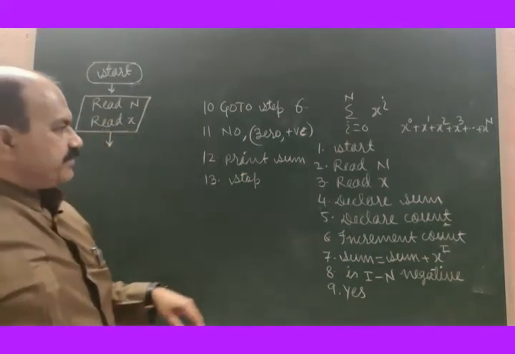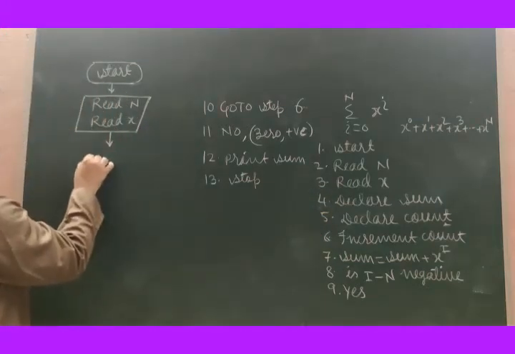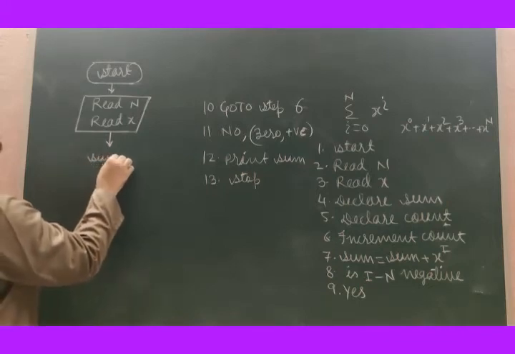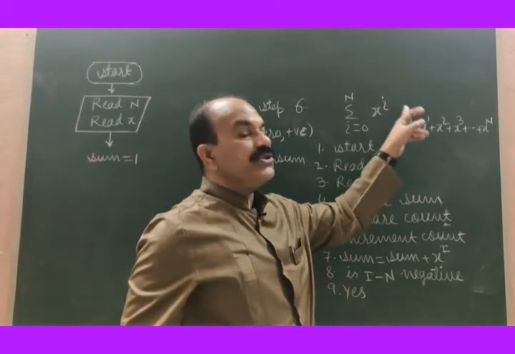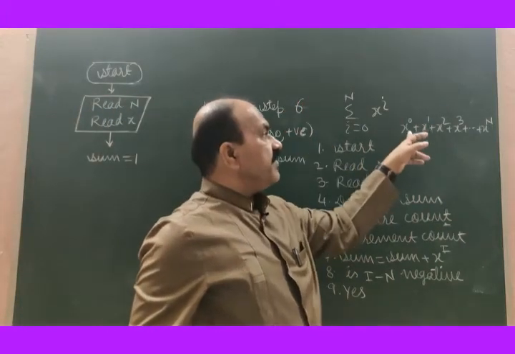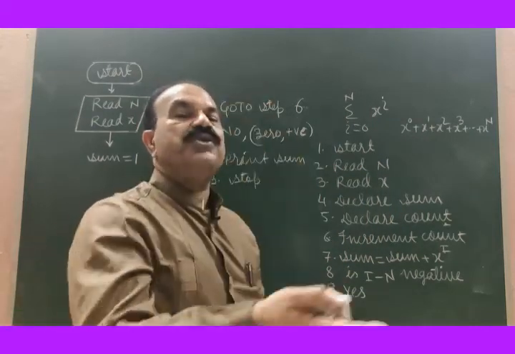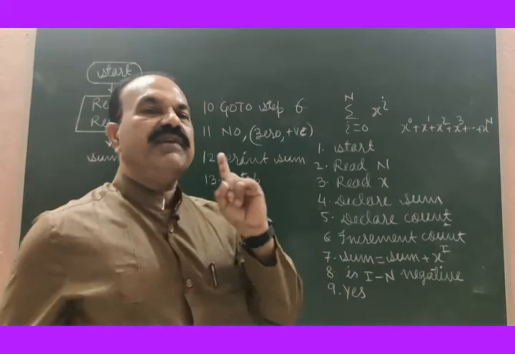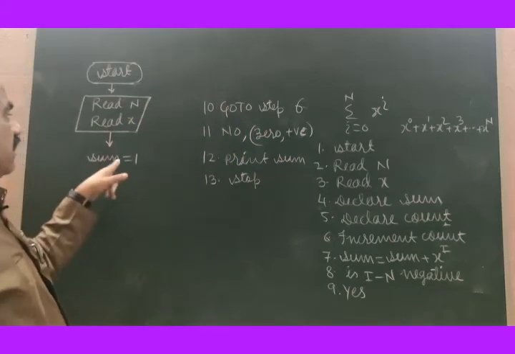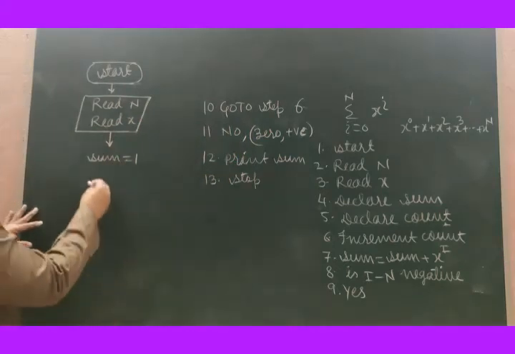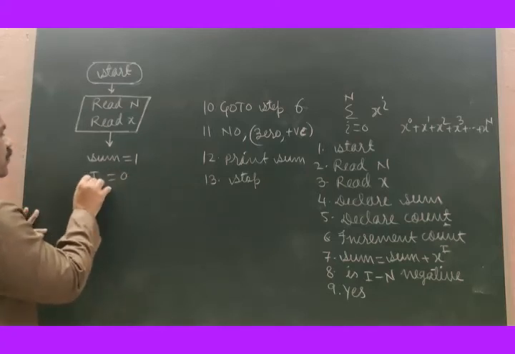After this, declare sum, declare count. It is action. So let me put here sum is equal to 1 corresponding to x to the power 0. Anything raised to the power 0, that quantity will be 1. So to achieve x to the power 0 is equal to 1, let me declare sum is equal to 1 and the count I is equal to 0.